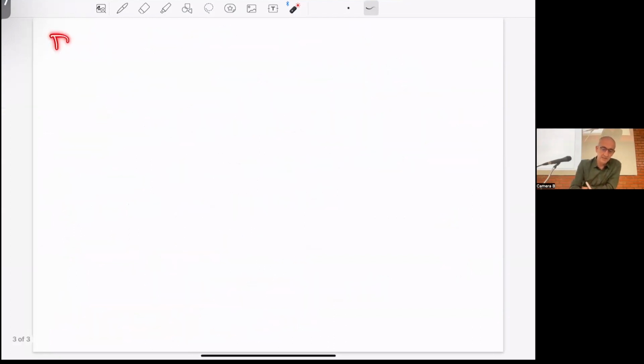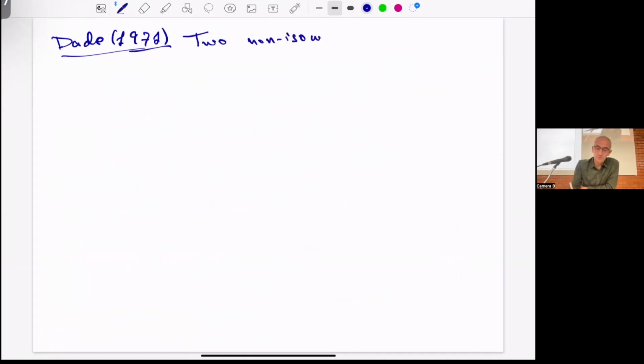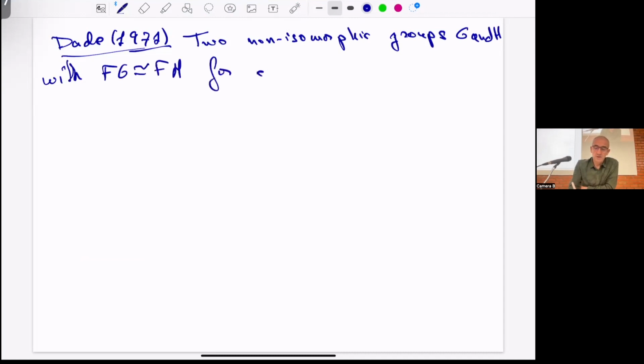And there is a result by Dade from 1971. He produced two non-isomorphic groups with isomorphic group algebras for every field. Actually, these two groups are metabelian. So you don't have to go to very complicated groups to obtain this negative solution to this stronger Brauer version.